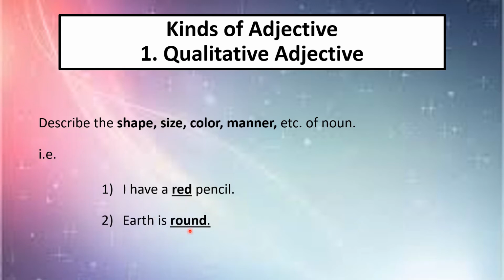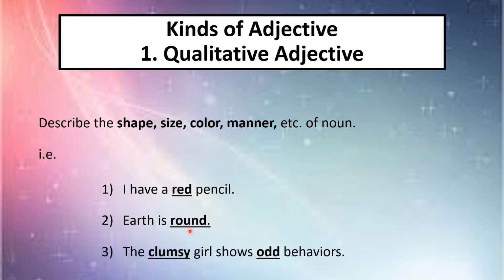Earth is round. You're talking about the shape of earth and you have used qualitative adjective to describe the shape. The clumsy girl shows odd behaviors. You're talking about the manner and you have used two qualitative adjectives that are clumsy and odd. Clumsy is used to describe the girl, which is noun, and odd here is used to describe behaviors, which is also noun.